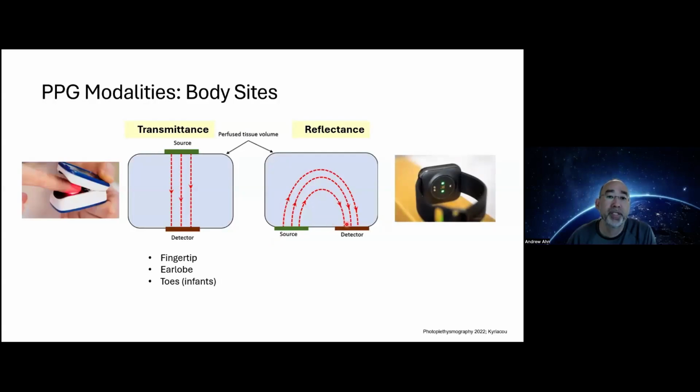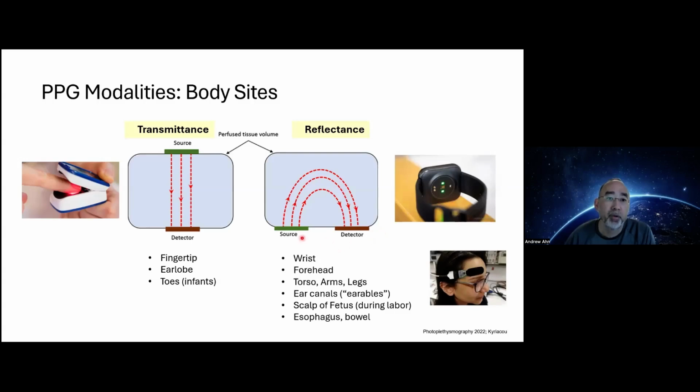For the reflectance mode, we basically have the light source and the detector on the same side. This is what we see in watches and in consumer wearables. The reflectance approach can be found in all different types of sites, including wrist, forehead, which is imaged here, torso, arms, legs, and even the ear canals, so the earables that we're increasingly hearing about. It can be used for the scalp of a fetus during labor. And also, with endoscopy, you could be using reflectance PPG to evaluate blood flow in the esophagus and the bowel wall.